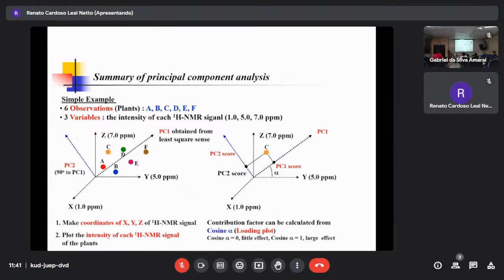So that's why, for our convenience, instead of using this alpha angle, we use cosine alpha. So cosine 0, how much is it? 1. Right? Cosine 90, how much is it? 0. So that's why we call it the effect.